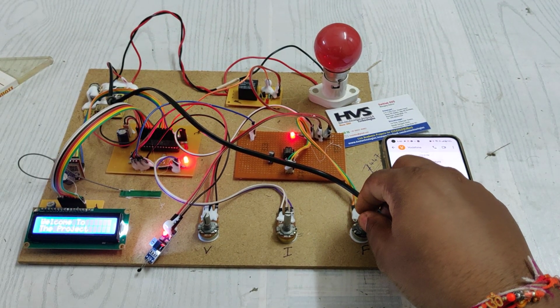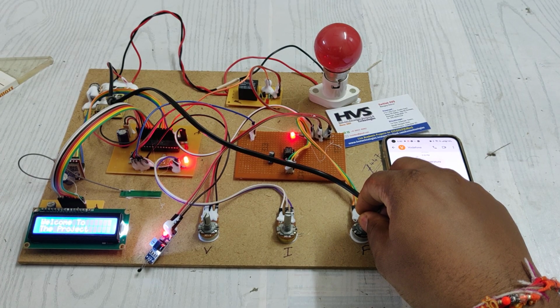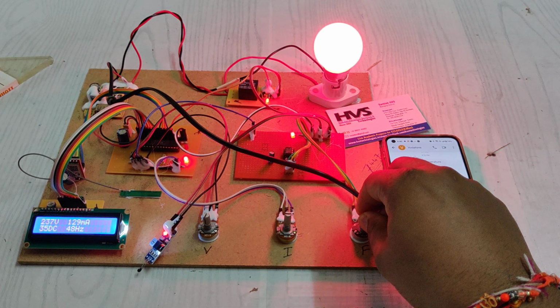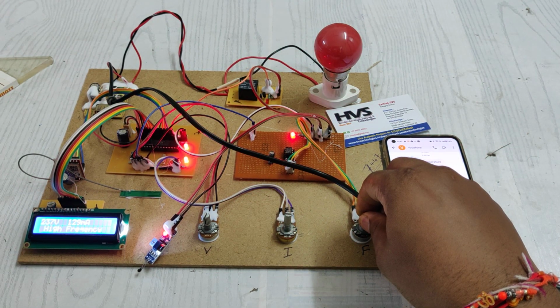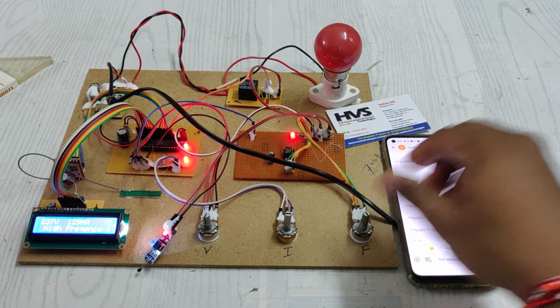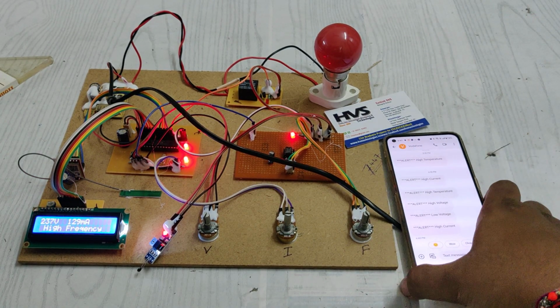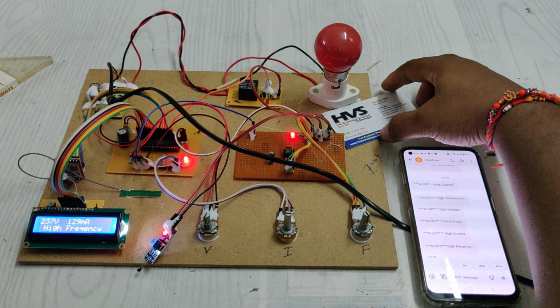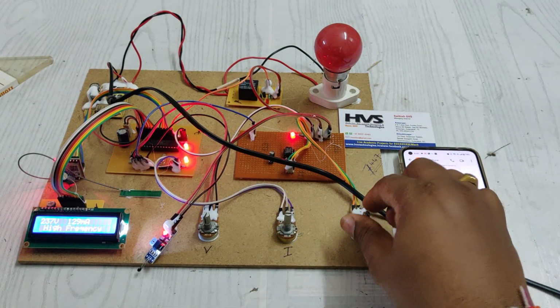Again, check with the frequency. I am increasing the frequency slowly. When it crosses above 52, it is abnormal, which means high frequency alerts. We are going to receive messages continuously. That's why we should have SMS balance or main balance in our SIM card during the demonstration of the project.